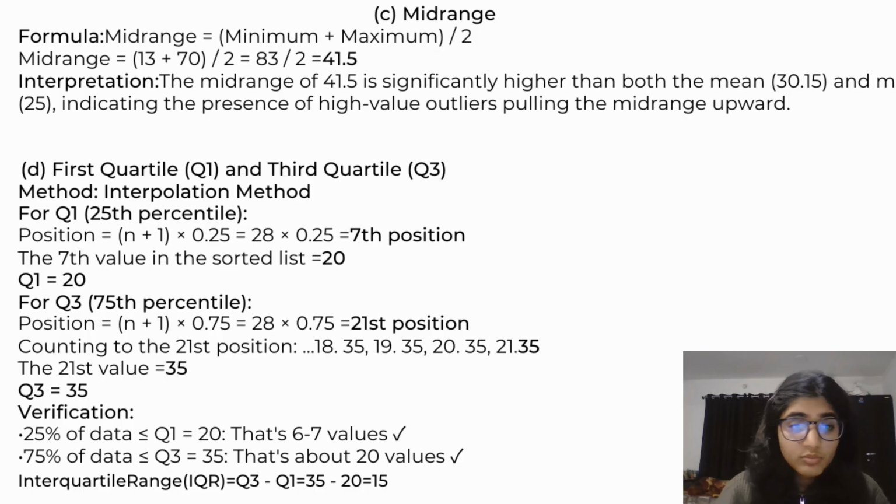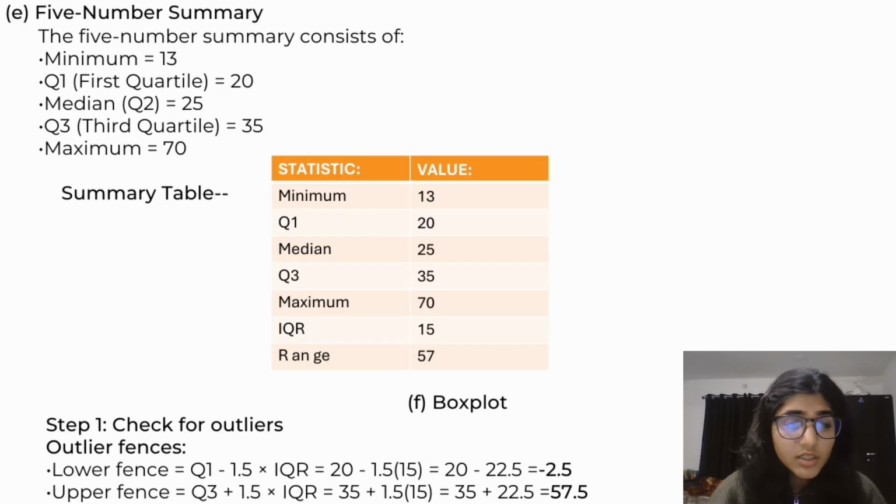Okay, so now moving on to the next part, that is the E part, 5 number summary. In this, we need to give the 5 number summary, that is minimum, Q1, median, Q3 and maximum. So minimum we have 13, Q1 first quartile we have 20, median we have 25, Q3 we have 35 and maximum is 70. In this table you can see the minimum as 13 and all the values are given.